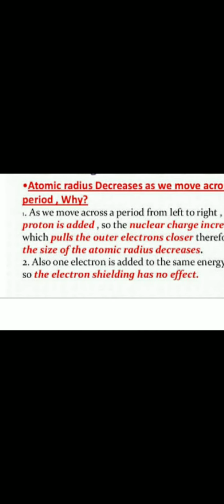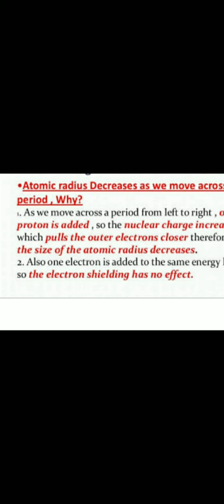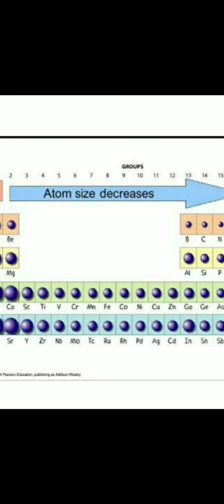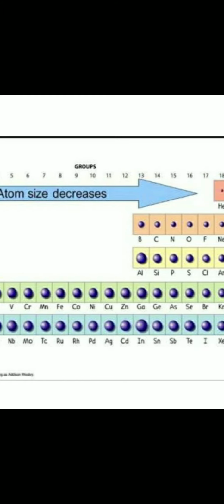So the nuclear charge increases, which pulls the outer electrons closer. Therefore, the atomic radius decreases. Hence, when we go from left to right in the period, we can see that the atomic size of the atom decreases.